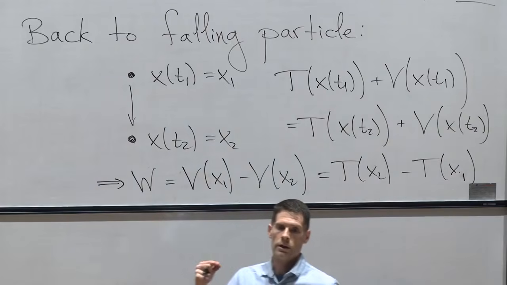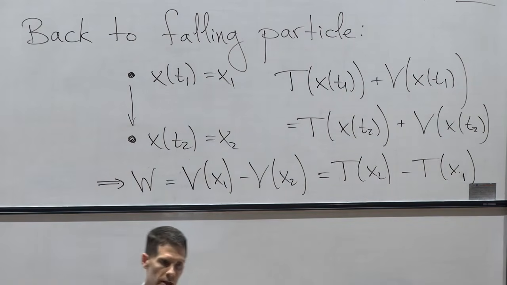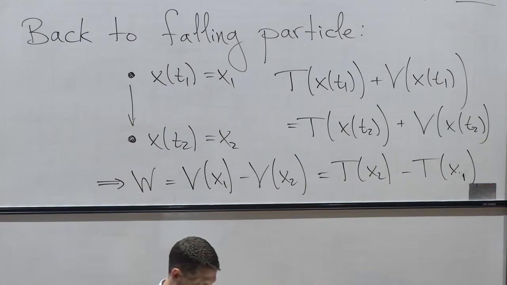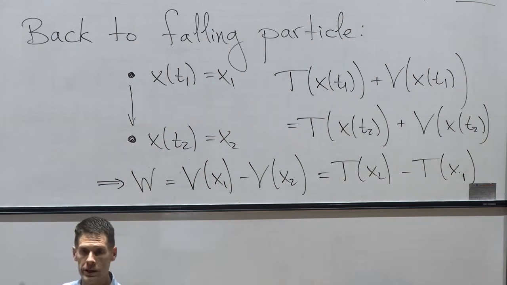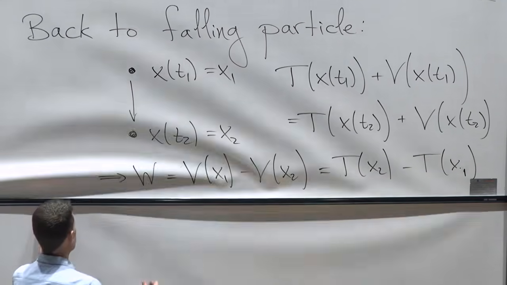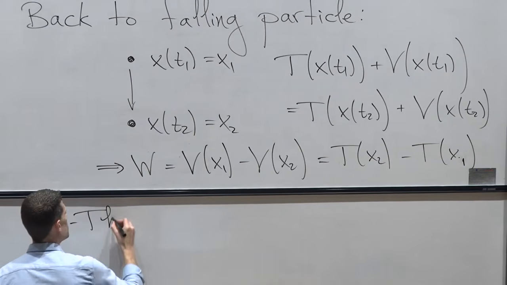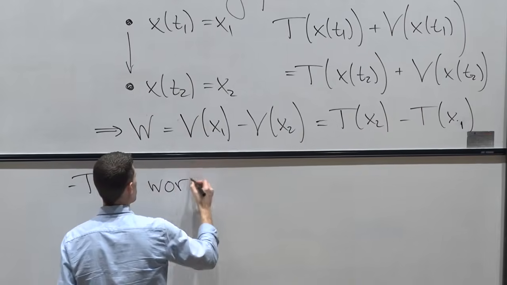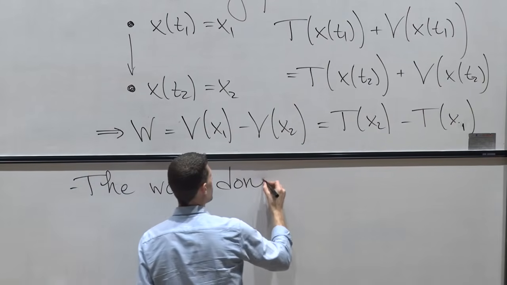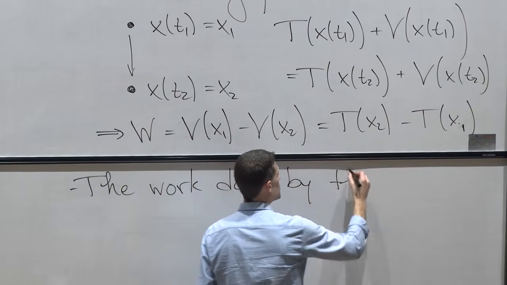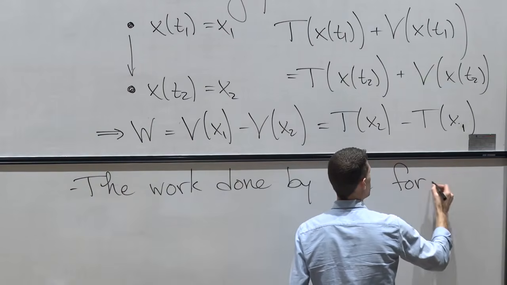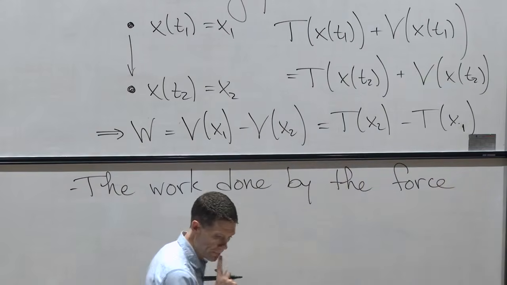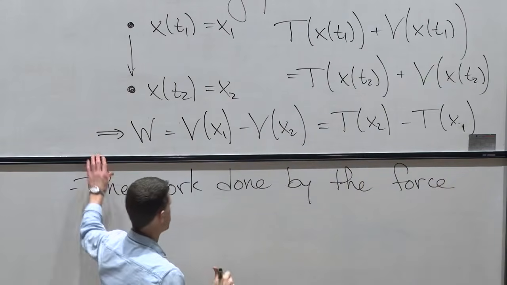So therefore, we can say that the work that was done by gravity in moving the particle to a state of lower potential energy is exactly the change, the increase in kinetic energy. The work done by the force is the change in kinetic energy.